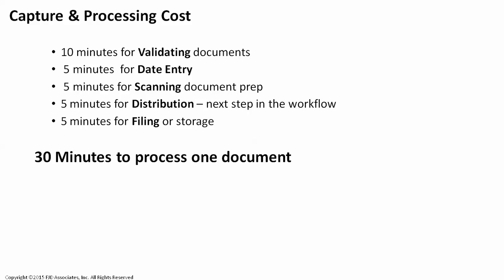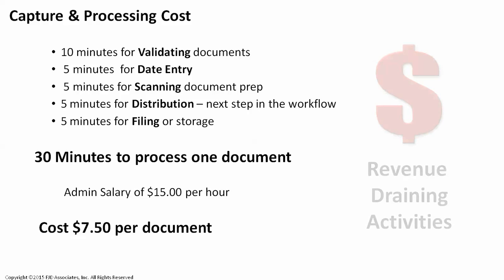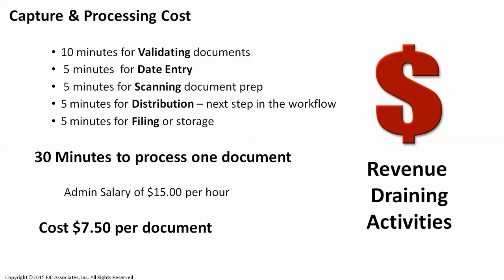In all, it's taken an administrator 30 minutes to process one transactional document. At an average salary of $15 an hour, that one document is costing $7.50 to process. And these are all mandatory non-revenue producing tasks that our administrators have to do just to get this information into QuickBooks so that we can finally do the billing or the shipping or the processing of that transaction.